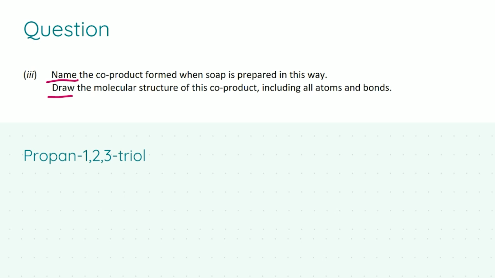So they're also asking us to draw the molecular structure of this co-product, including all atoms and bonds. So they're not just asking us to draw the line diagram or anything like that. They're looking for the full Lewis structure that shows all the molecular structure and all the atoms and all the bonds included. So I'll show you now how to draw that out.